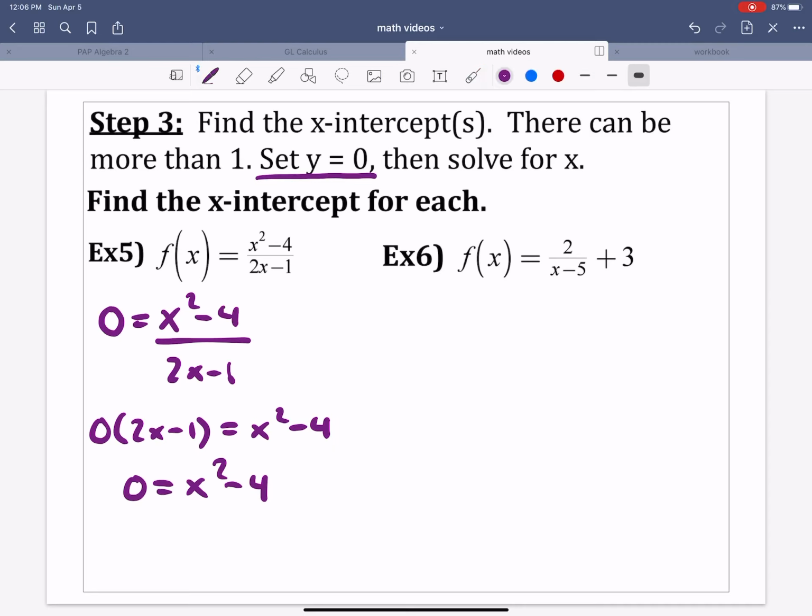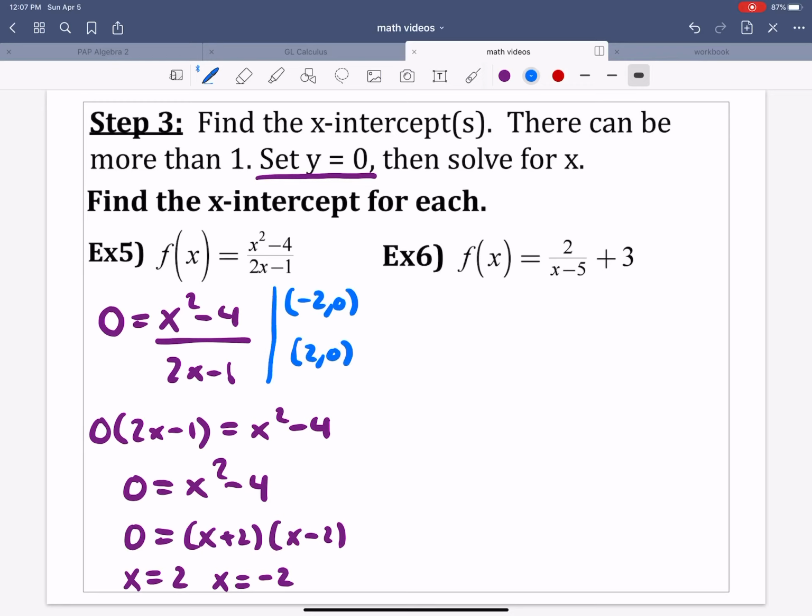Okay, so x squared minus 4 is a difference of squares, so we get x plus 2 times x minus 2. So we get two x values. We get x equals positive 2 and x equals negative 2. And then because these are x-intercepts and we want to write them as the coordinates of points, remember to write them out as (-2, 0) and (2, 0). Those are my x-intercepts.